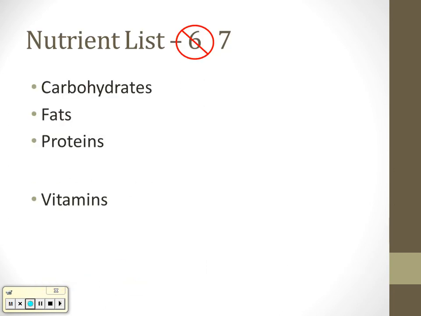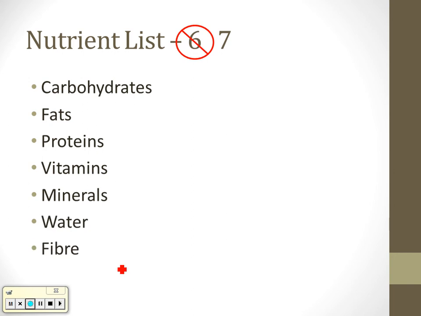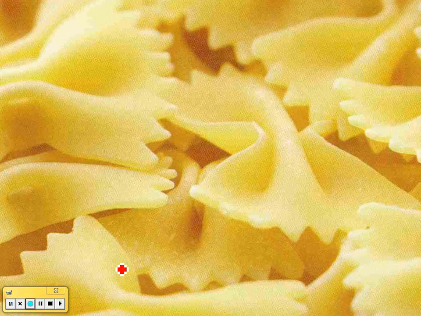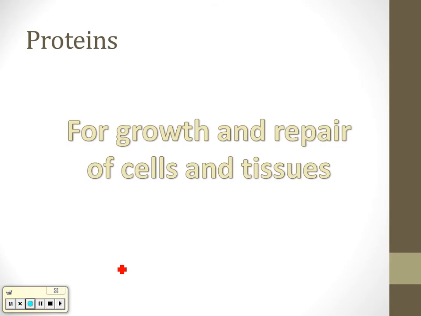So there are 7 nutrients. Some people teach 6. I teach 7: carbohydrates, fats, proteins, vitamins, minerals, water, and fiber. You need to know all 7, their sources, and what they do for you. Carbohydrates are used as a ready source of energy. Think pasta, rice, and breads.